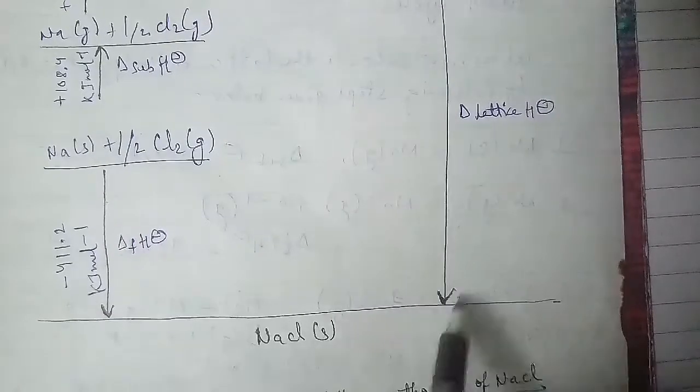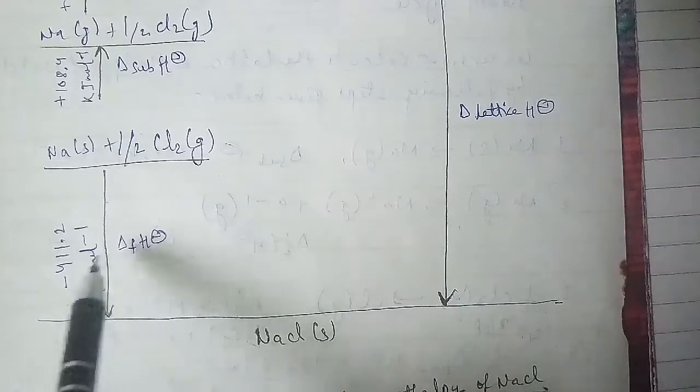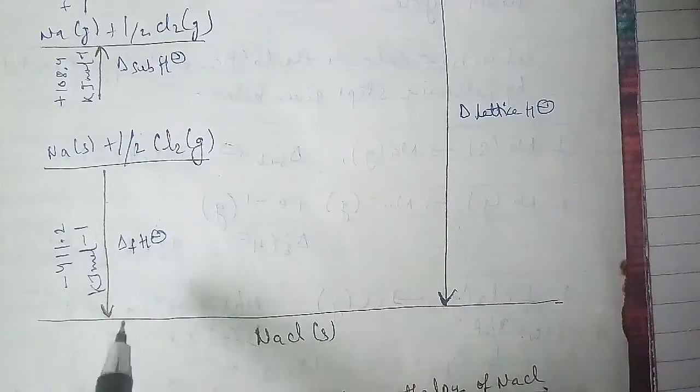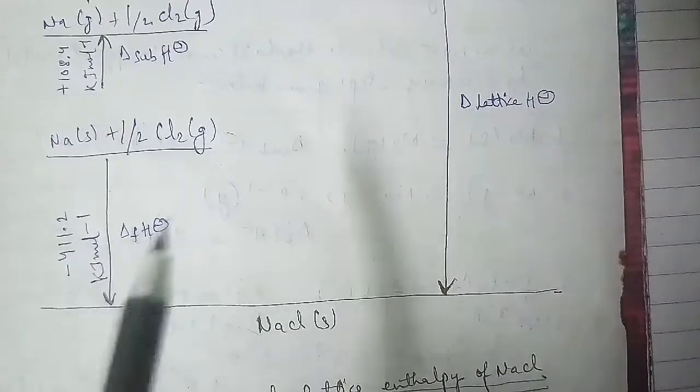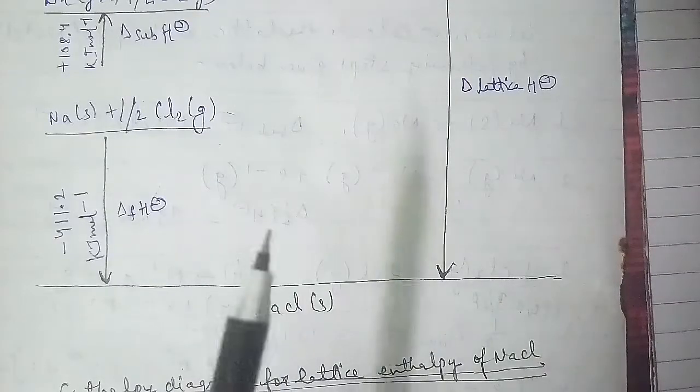The fifth one is Na+ in the gas state and Cl- in the gas state, which gives NaCl in the solid state. The sequence of these steps that I have written down is known as the Born-Haber cycle.